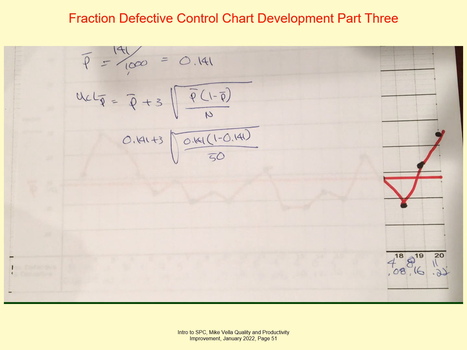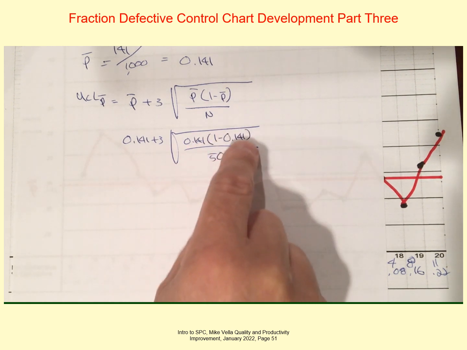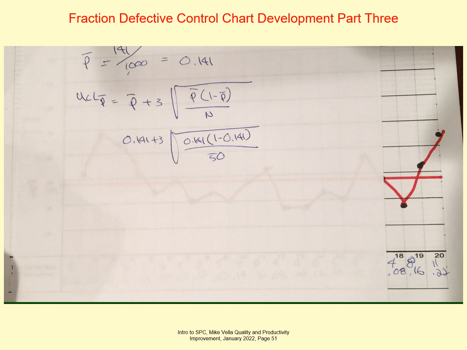And that's 0.04921766798. So now we have this completed. We're going to multiply that by 3. And that's 0.147653 and so forth. And add that to 0.141.